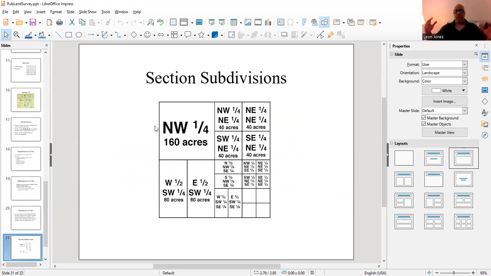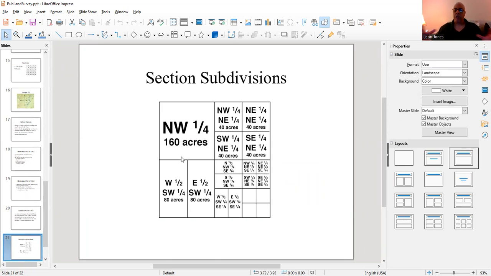Then you have what we call subdivisions. Okay, let's review it again. This whole square, that's a township, it's 6 miles. Then you have quarters. You have northwest. This is to the north, and this is to the west. Each quarter is 160 acres, and 4 quarters gives you the 640 acres.